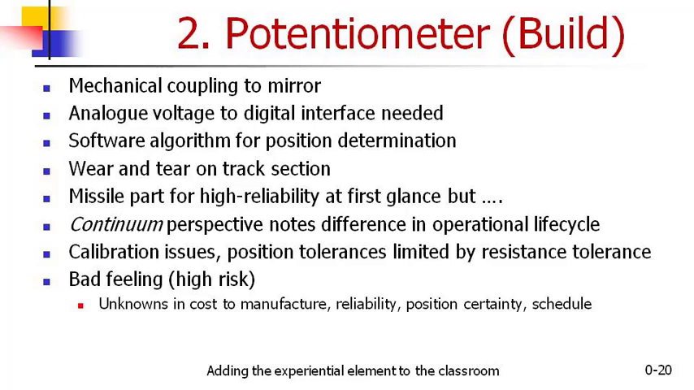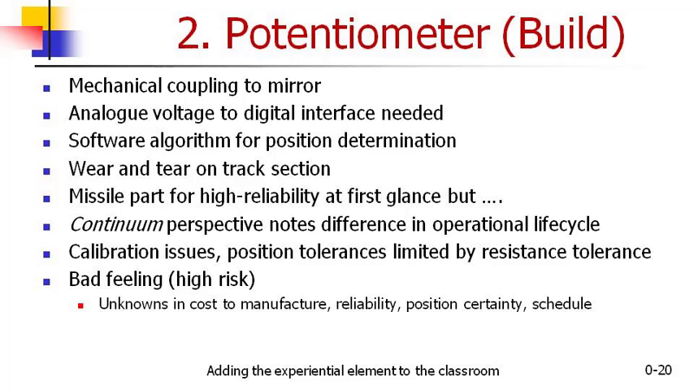So the people who thought about using a potentiometer said, don't worry about that, we're going to use a missile part, because missile parts are highly reliable. Yes, but systems thinking says, wait a minute, there's a difference in the operational life cycle. A missile spends most of its life doing nothing. It's in storage. Then it has 5 minutes, or maybe longer, depends on where the missile is going, but well less than an hour of operational lifetime. Yet this is going to be used day in, day out.